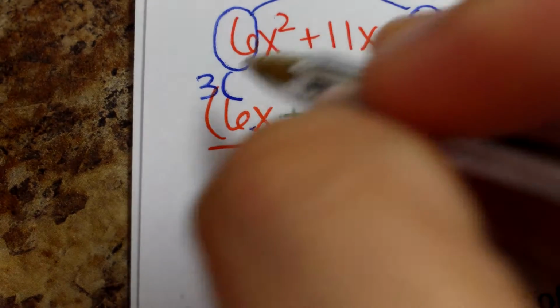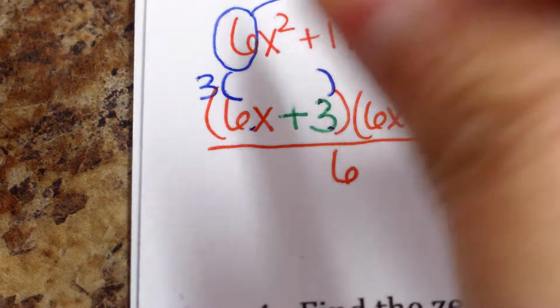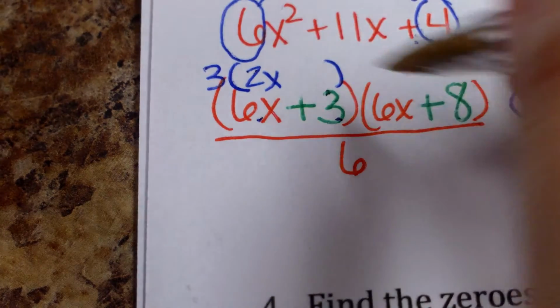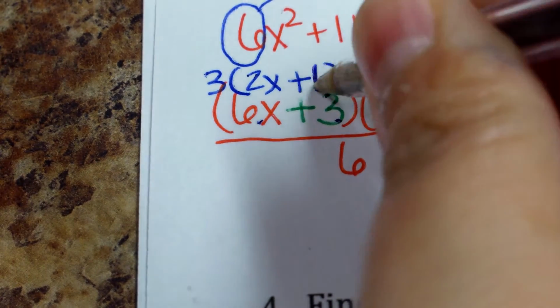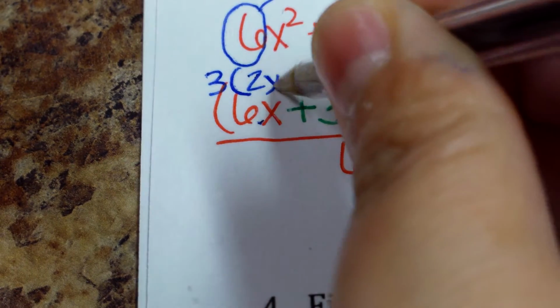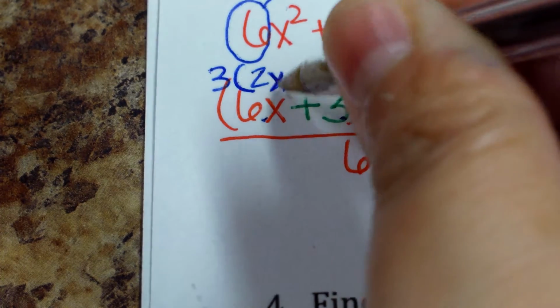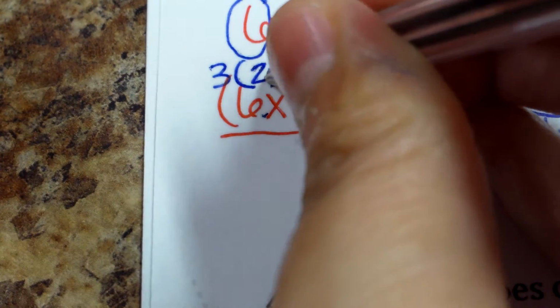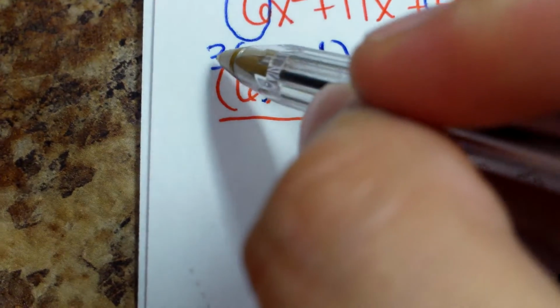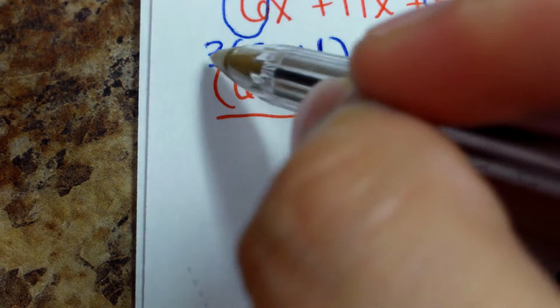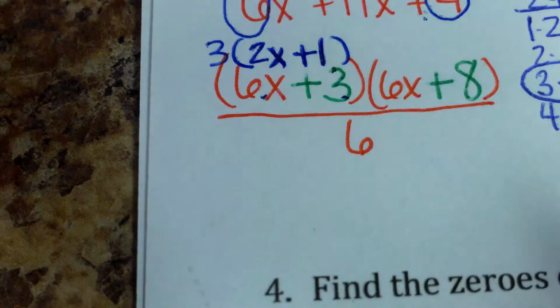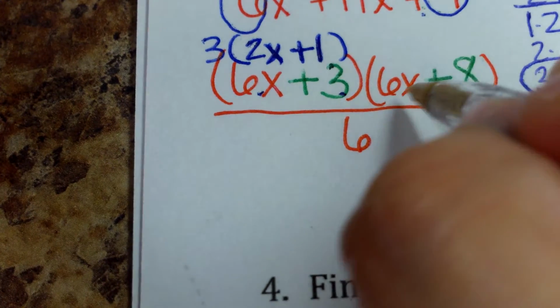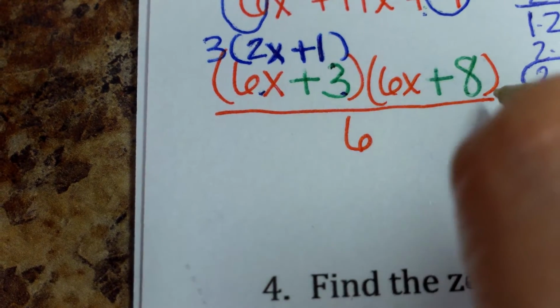And I'm going to be left with 2x, because 3 times 2 gives you 6. 2x plus 1. Don't forget that 1. Some kids forget to put the plus 1 and they think it's a 0, but it's not 0, it's a 1. Okay. So let's just check our answer. 3 times 2 is 6. 3 times 1 is 3. Yep.